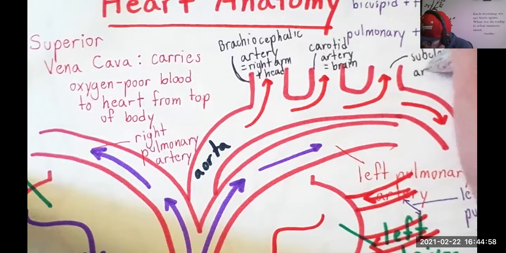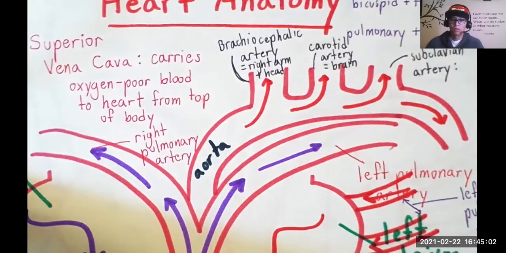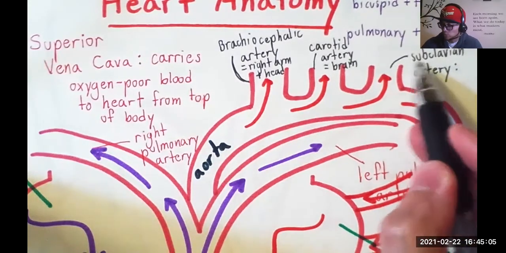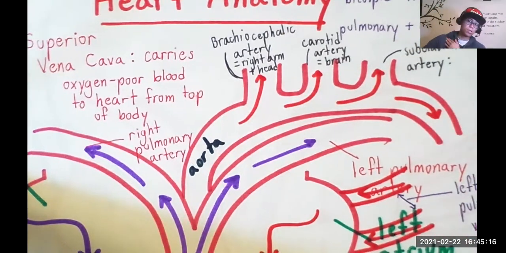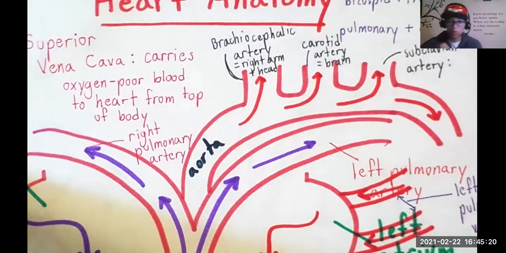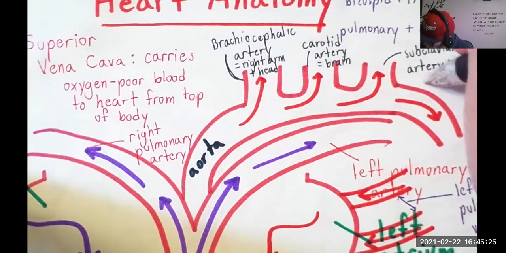And finally, on this side, which is the leftmost of these three branches, is called the subclavian artery. Subclavian, we've seen this root before. Sub means below, like a submarine. So a submarine is below the water. Subclavian means below. The clavian means the clavicle, which is this bone, the collarbone right here. So the subclavian artery goes below the collarbone and supplies the left arm.